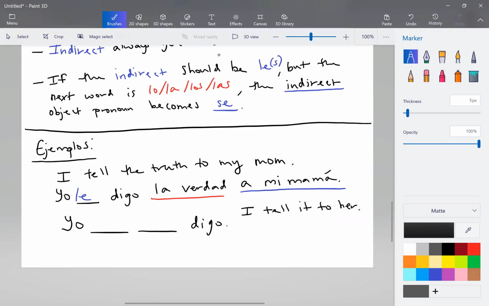Would that be yo le digo? Almost. We still need to put in the truth, right? Yo le la. Can we have le before la? No. So yo se digo? Yo se la digo. If the next word is la, we can't have le, so we have to change the le to se.